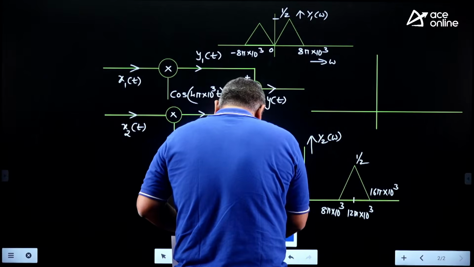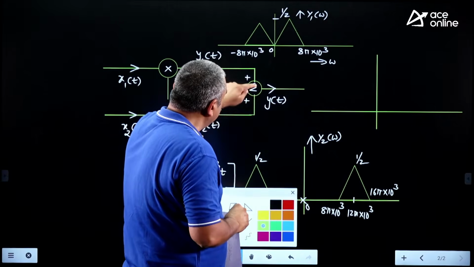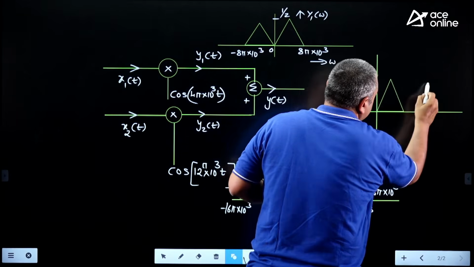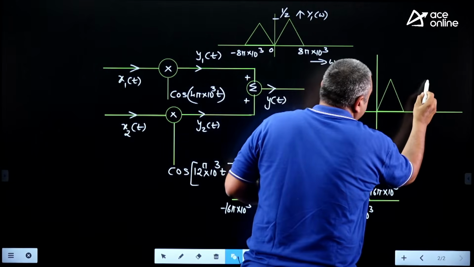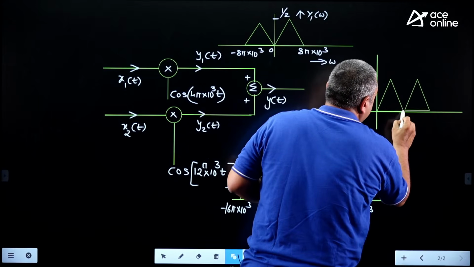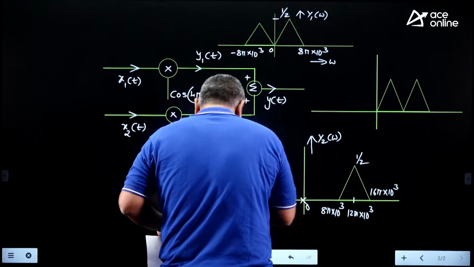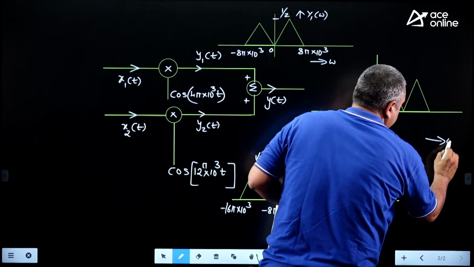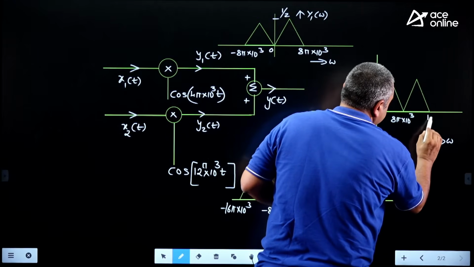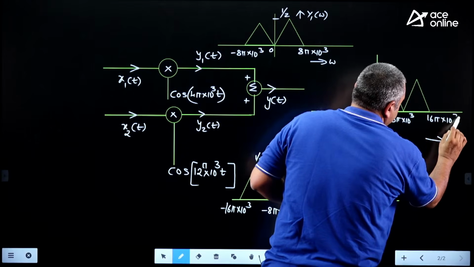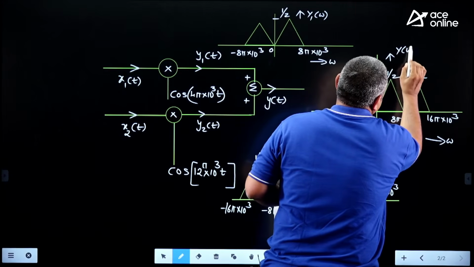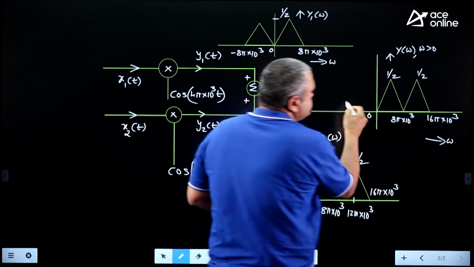So I will have these two triangular functions, because addition in time domain is again addition in frequency. So you will have these two triangles coming here. Okay, I am drawing only on the positive side. Same thing also happens on the left side. So your x-axis is omega, this is 0, this is 8 pi into 10 cube here, and this becomes 16 pi into 10 cube here. And these peak amplitudes will be 1 by 2, also 1 by 2. So this is my spectrum y of omega, which I am drawing for omega greater than 0. Same thing also comes on the left side.